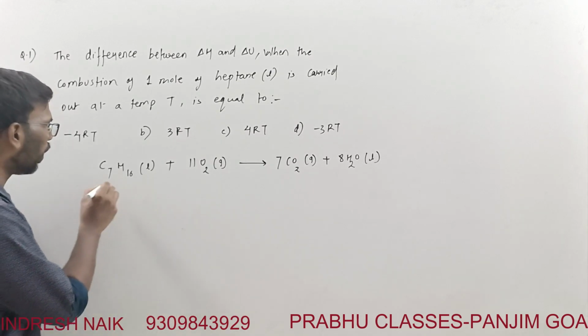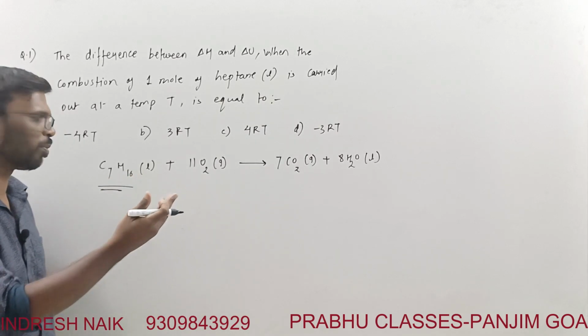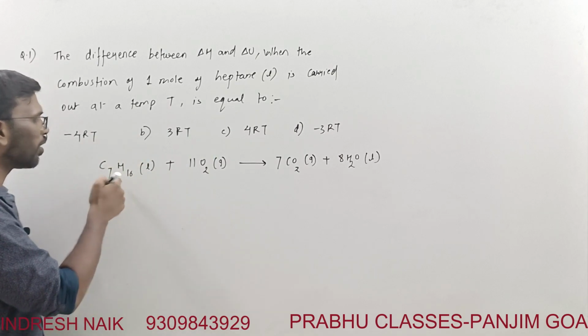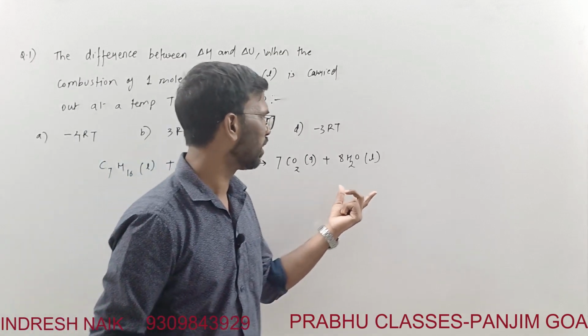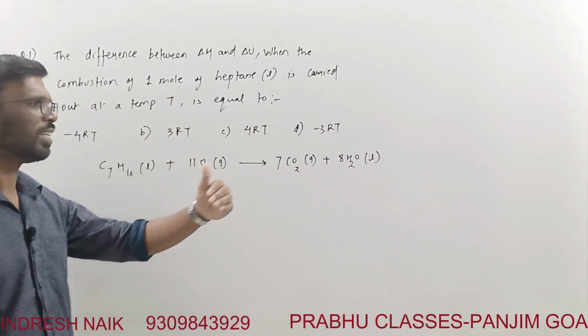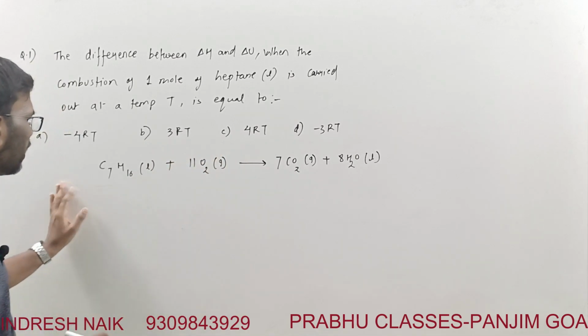See, higher alkanes, like after carbon 4, carbon 5, are liquid. So this is C7H6, this is liquid, right? Oxygen is a gas, carbon dioxide is a gas, and water which is formed is liquid, right? So this balancing and all this you will be learning later. That's why I have given this reaction directly over here.